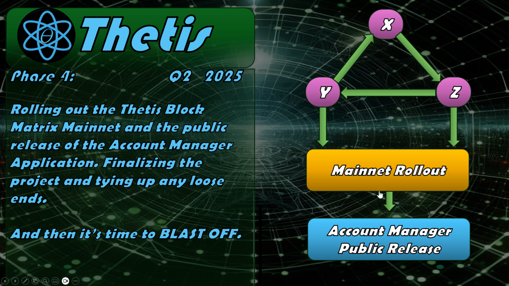We roll out the mainnet and we roll out the account manager public release again late Q2 2025, so next summer, more than likely, we will start doing this phase. And at that point, we're just going to put out the mainnet. We're just going to put out the application. People can communicate with the mainnet, send stuff to each other, encrypt assets and send those assets to each other, create tokens, all this kind of stuff. So that's about it.